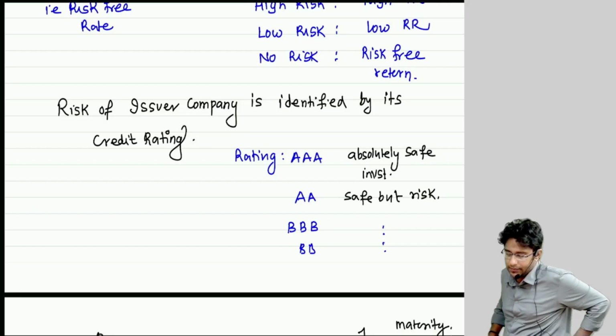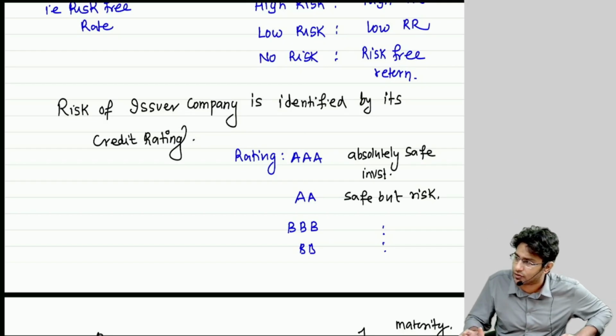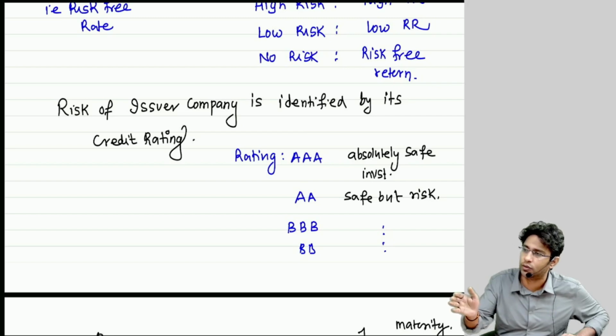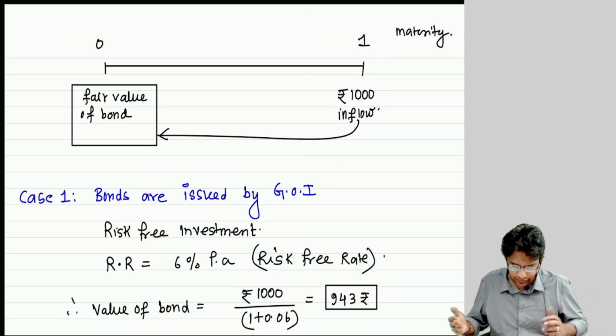No, sir, not like that. Where you will invest is a matter of the risk and return preferences of the investor. You can't say that you should always invest only in a AAA rated bond, top category bond, not required. It's the investor's choice.